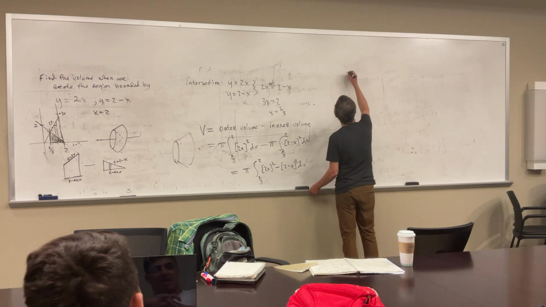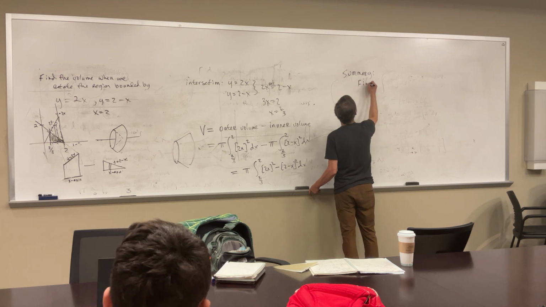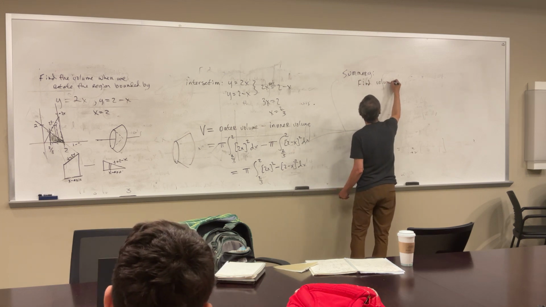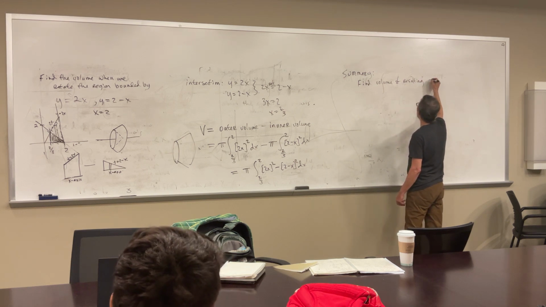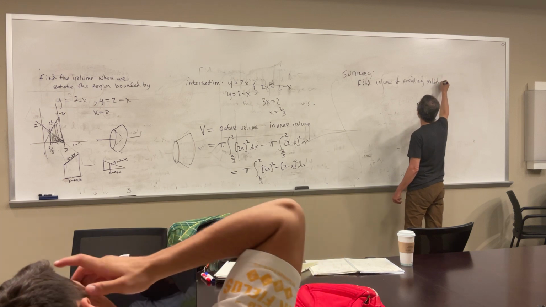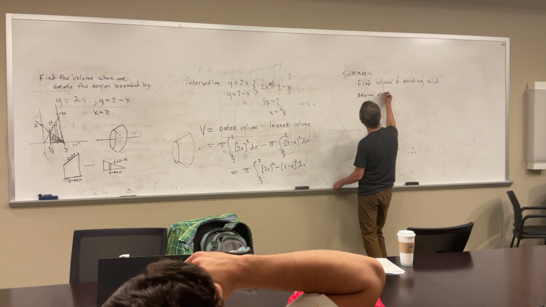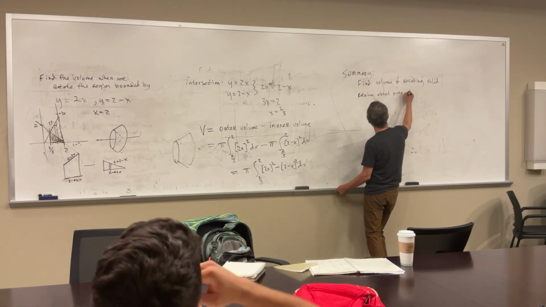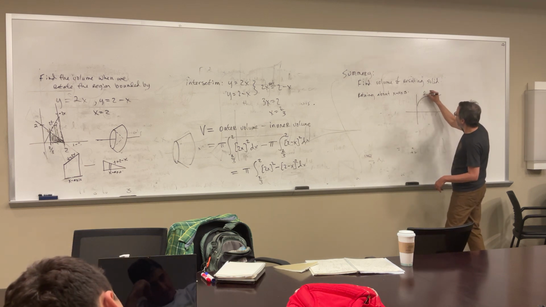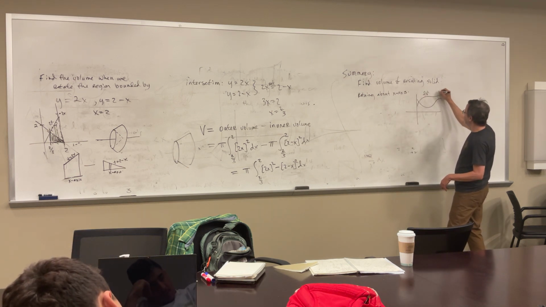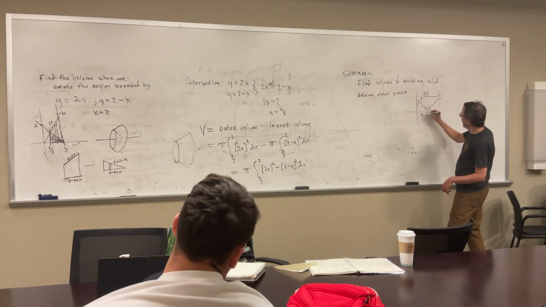So let's just look at a quick summary here. Sorry, guys. Find the volume of the resulting solid. And here we're rotating about the x-axis. So drawing a picture, let's say I've got my f of x here, I've got my g of x down here, and maybe I'm integrating from a to b.